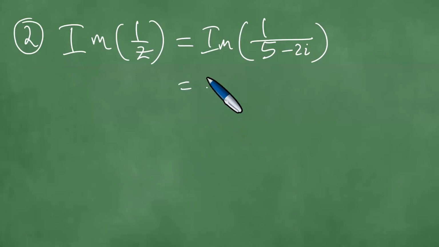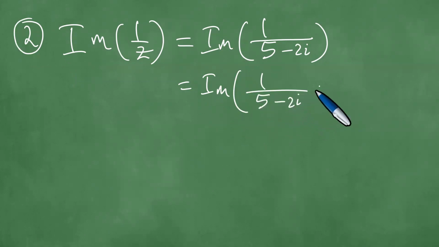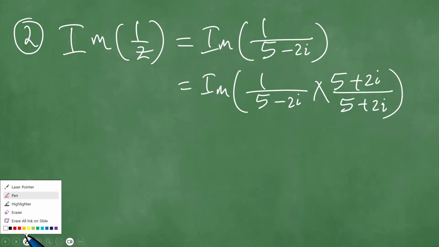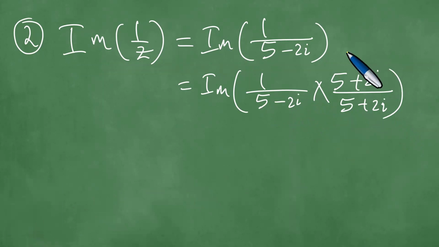The imaginary part of 1 divided by 5 minus 2i. We multiply and divide by 5 plus 2i. This multiplication is multiplication by what is called the complex conjugate. So this entity here is called the complex conjugate.